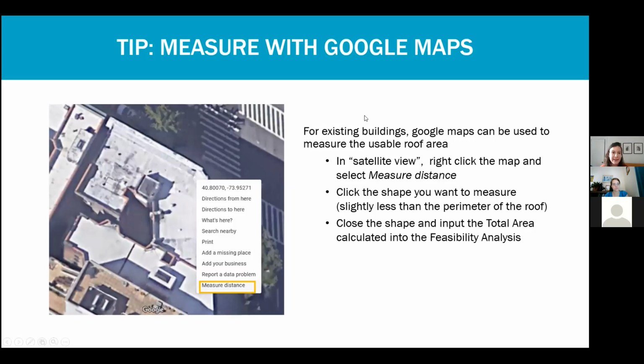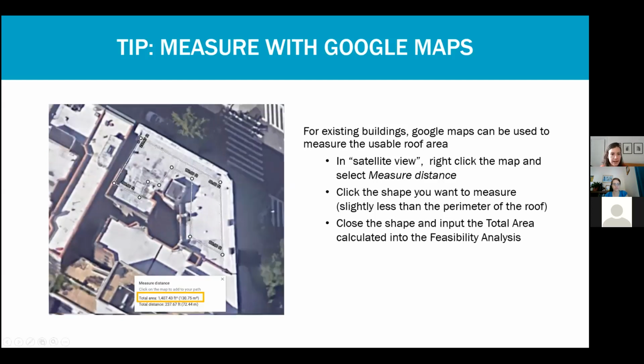And a quick tip, if you're not an architect or you're doing this yourself as a building owner, for existing buildings, you can use Google Maps to get the usable roof area. If you're looking in satellite view and you right click, you can click measure distance and then click out the shape that you want to measure, usually accounting for fire paths and bulkheads, and then close the shape and it'll give you the total area. So that's the number you can use for the input.